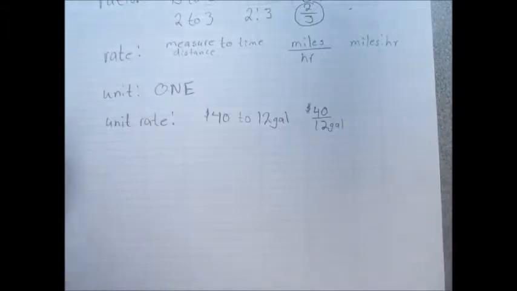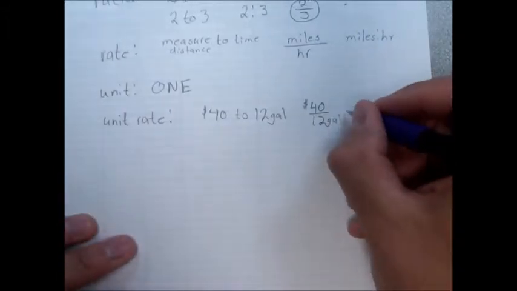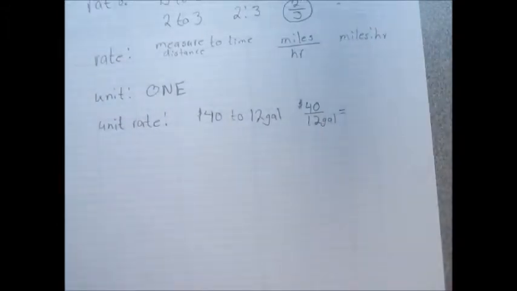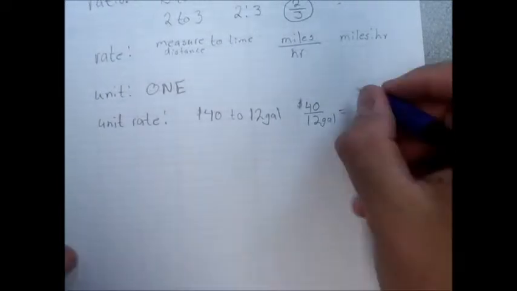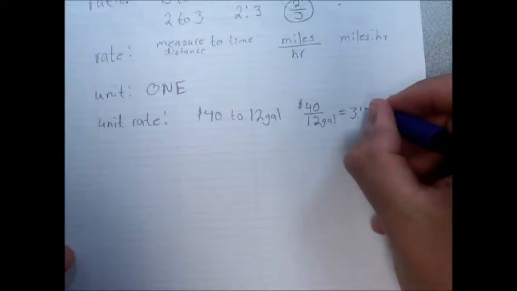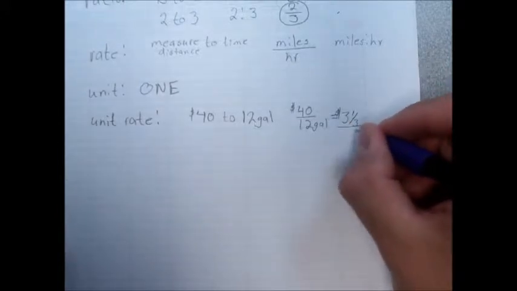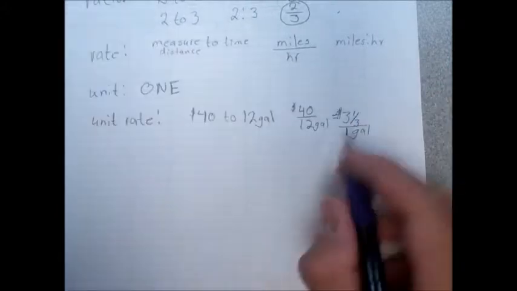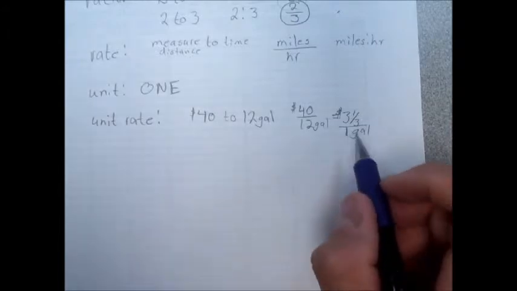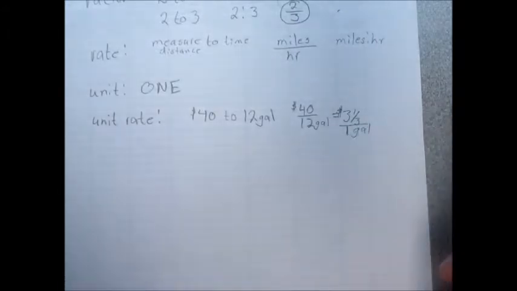And then to get a unit rate, I would just literally divide them. So I'd take 40 and divide it by 12. I don't know what that is off the top of my head. So it's 3 1/3, or 3.33, however you want to write it, dollars per gallon. So per 1 gallon. It's where the denominator is equal to 1. So the short definition of unit rate is where the denominator is equal to 1. Okay?